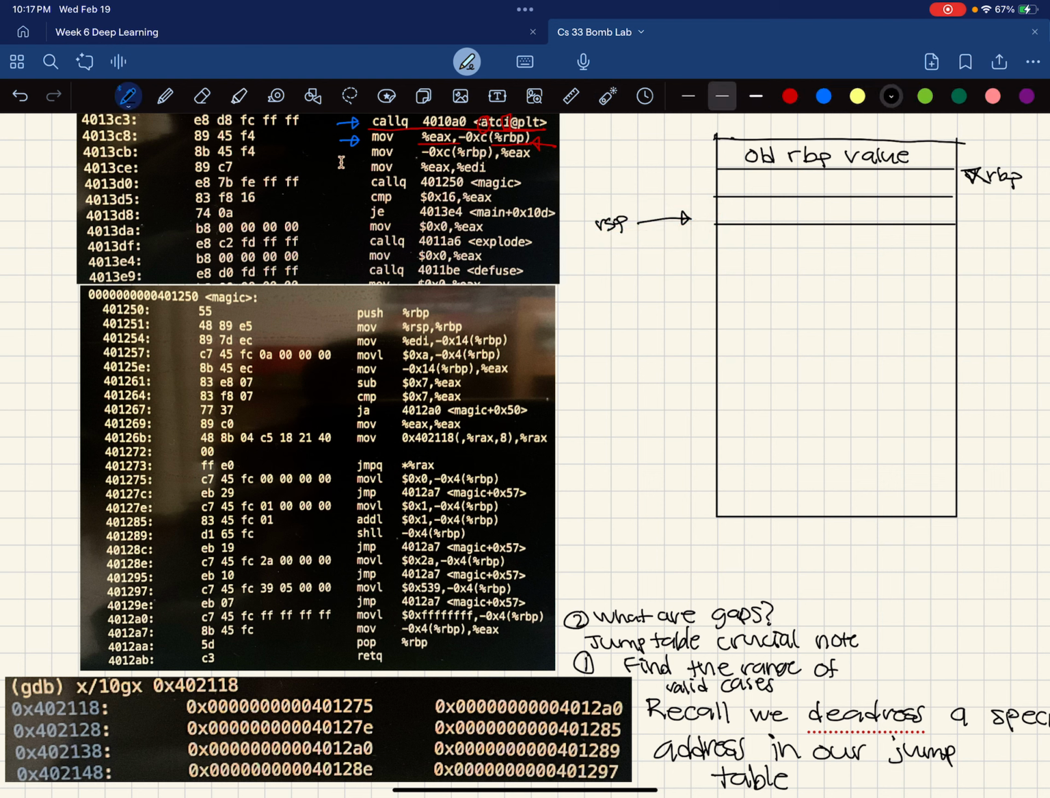Okay, so let's just draw. We're moving RAX into negative 12 of RBP. Why do I say 12? I always like to draw the stack like this, so I use base 10. That means negative 12 will be somewhere here. This makes sense because we're moving at negative 12, which means this thing will be taking up 4 bytes, because it's an integer. So I'll just say input will be placed there.